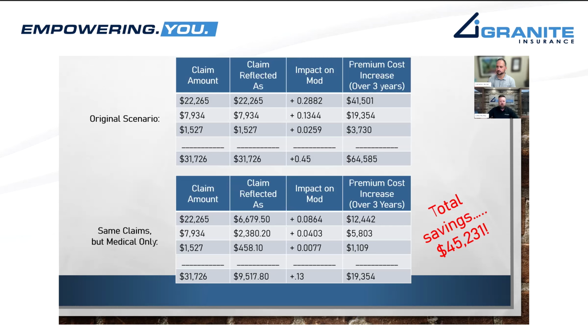That is a total of a 0.13 increase in their mod, and their total increase in premium over 3 years as a result is $19,354. Same claims, but we got them back to work within the grace period and kept it to medical only. That's a total savings of $45,231 over 3 years. That's pretty impactful, and it's not that difficult to employ.